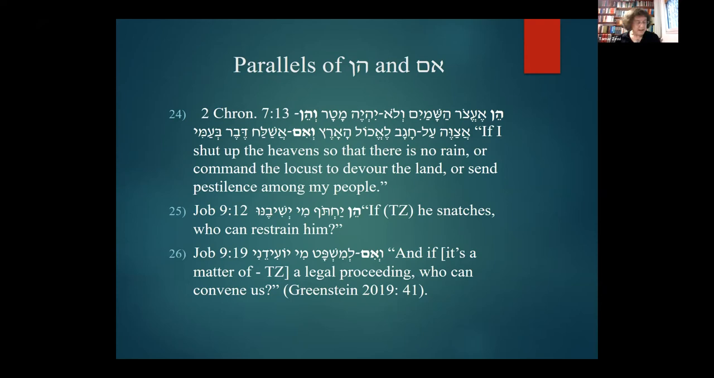Another source which supports an Aramaic source for the conditional meaning "if" of the particle hen in late biblical Hebrew is the idiom im al ha-melech tov, "if it pleases the king," used in the book of Esther. This idiom is most probably a calque, a loan translation, possibly of a similar Aramaic idiom found in the book of Ezra, as noted by others.